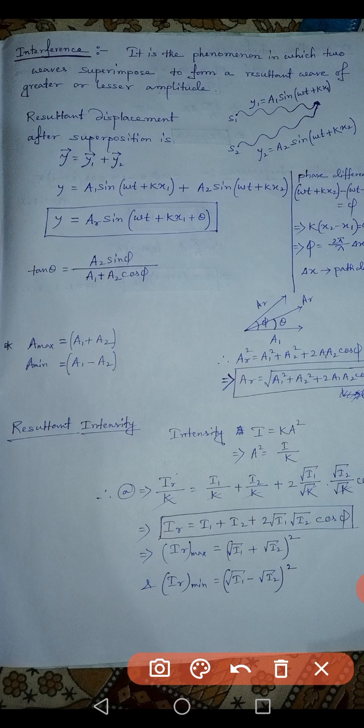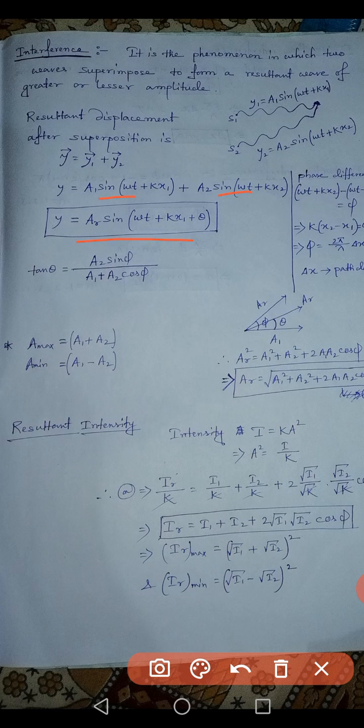Now the thing is, after superimposition, what will be their resultant amplitude, or what will be the form of the resultant wave? This is a separate wave, this is another separate wave, they combine, they form one wave, that is the resultant wave. The pattern of the resultant wave will be like this. Why like this? That one I will tell you.